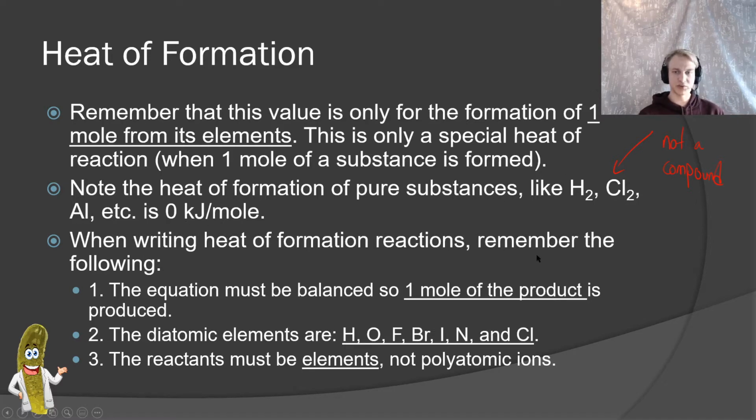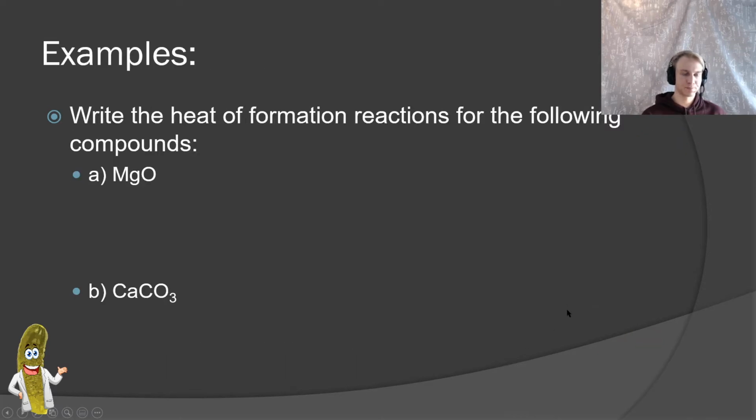When writing the heat of formation reactions, remember the following. The equation must be balanced so that 1 mole of the product is produced. The diatomic elements are Hofbrinkel, or you can use the 7 of 7 rule to remember that. So it starts at element number 7, which is nitrogen, and then you draw a 7 going from there. And then don't forget to include hydrogen. And then the reactants must be elements, not polyatomic ions. All right.